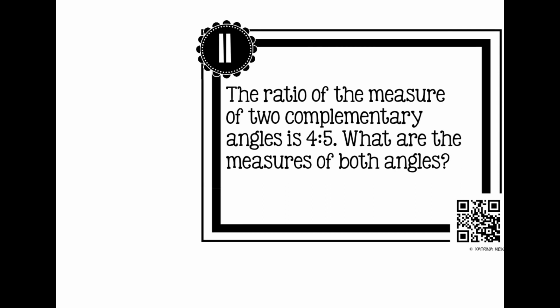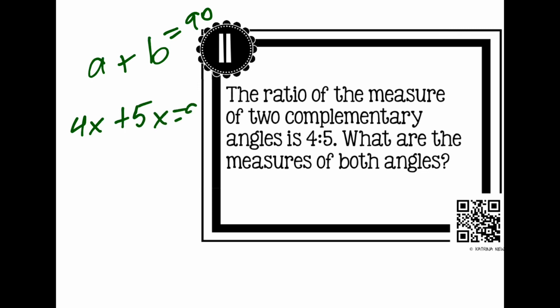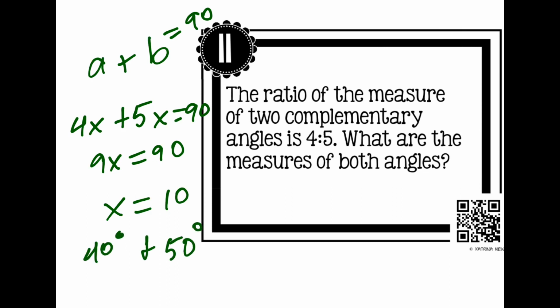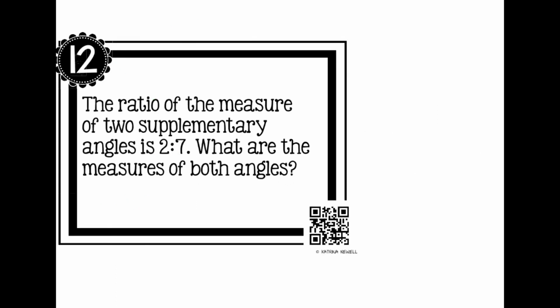So since we have two complementary angles, let's call them A and B, we know that A plus B is going to equal 90. So we can say 4x plus 5x is equal to 90, for example, since the ratio is 4 to 5. So if 9x is 90 and x is going to be 10, what are the measures of both angles? 40 degrees and 50 degrees. You just plug them back in.